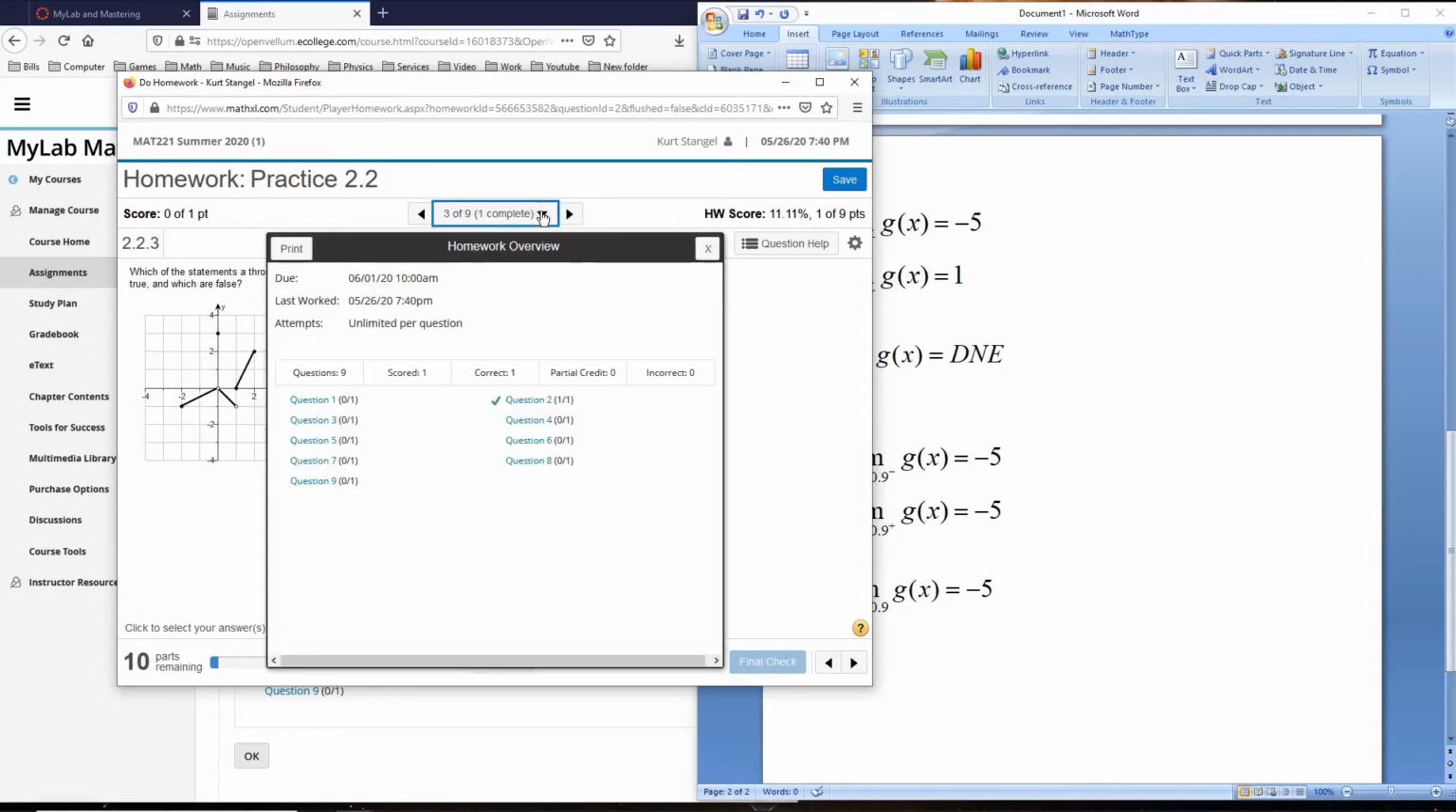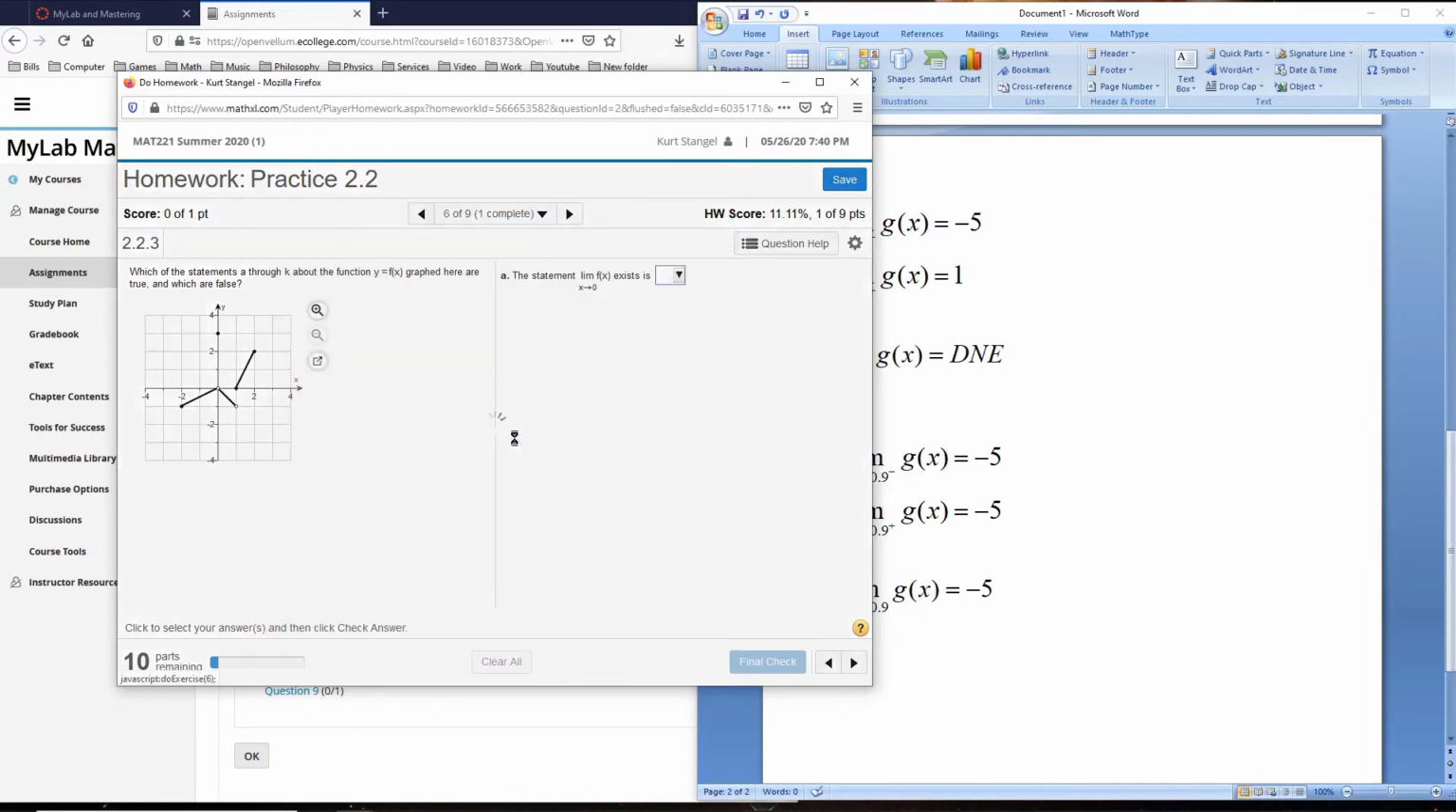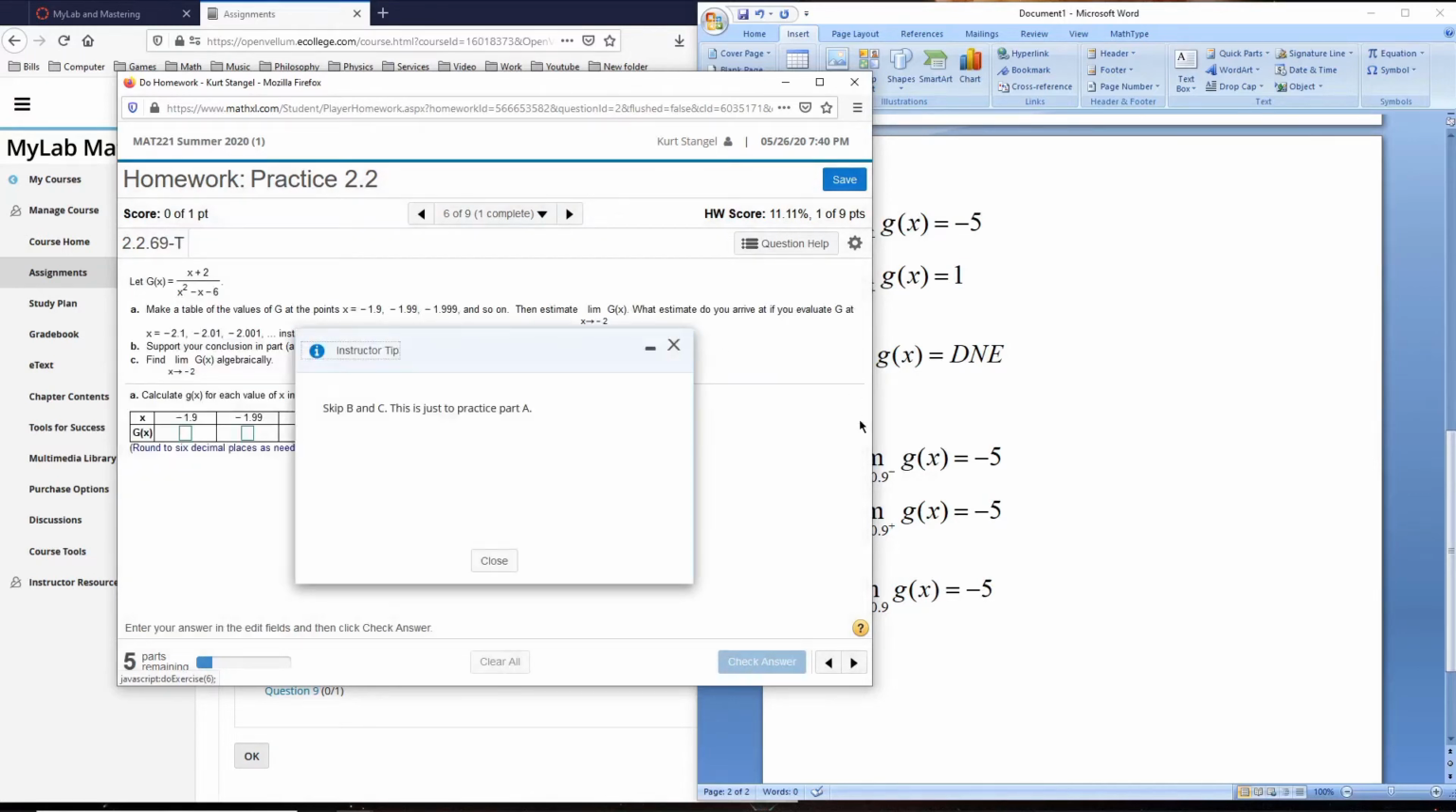So let's check out one of the table ones. And I want to pick this one because I do leave a note here to skip part B and C. Just practice part A here with the data table entry. And to skip it, you can just put in some fake numbers and have it fail the problem. Remember, practice is not graded, so don't worry about what your grade is on the practice.